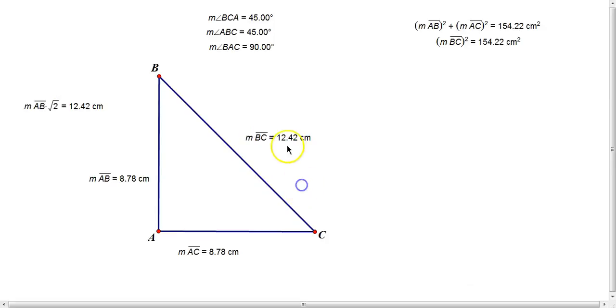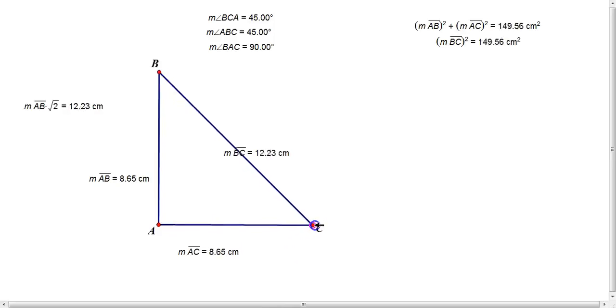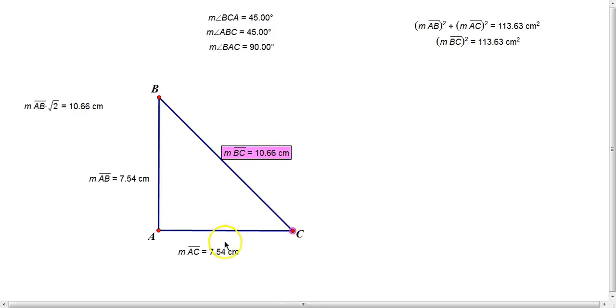BC in this case is now 12.42. I did the measurement there. That's how big it is. And you'll notice that when I change this, that side length changes as well. Now it's 9.61. If I make it bigger, it can go up to 14. It's going to go all over the place. You'll notice that this value is not always the same as these two, but that these two values will always be the same.